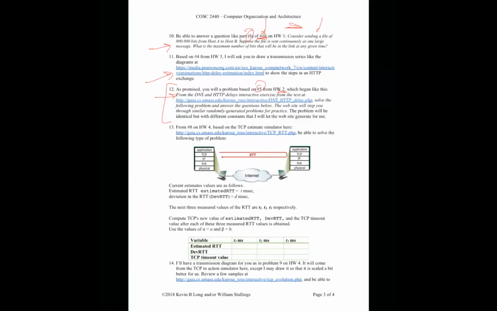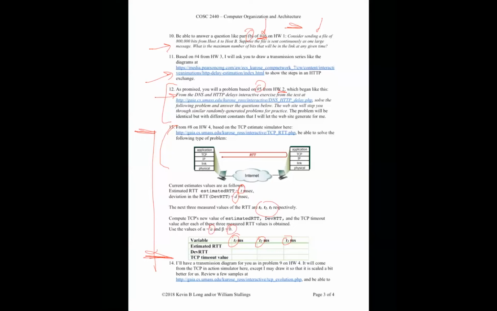All right, from homework number 8, the TCP estimate simulator, be able to solve the same types of problems. So this is exactly the problem you're going to get. I mean, letter for letter, except this is going to have a number, and these are going to have numbers, and these are going to have numbers. So you'll need a calculator, but you're going to need to know how to fill these in just like you did on homework 4. So you can go directly to this website and practice, and it's basically the same thing.